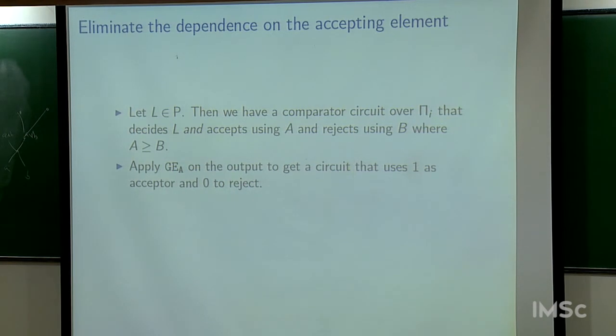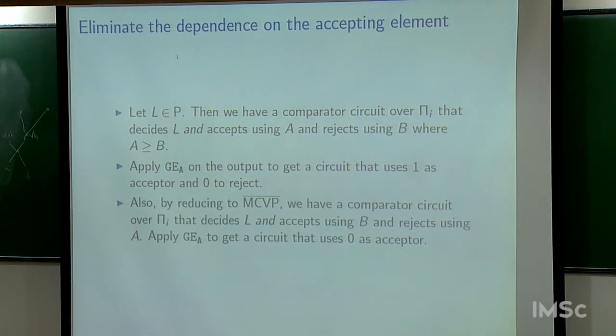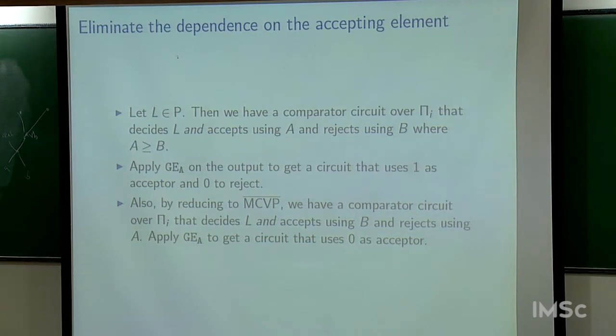Right, and since the accepting element in the Boolean circuit doesn't matter, we can also get a comparator circuit that uses 0 as the accepting element. Which shows that the accepting element doesn't really matter. Or we can simply say pi I CC equals P.